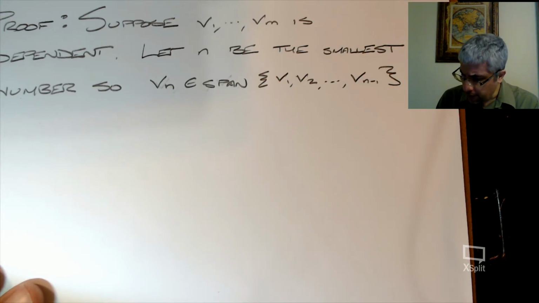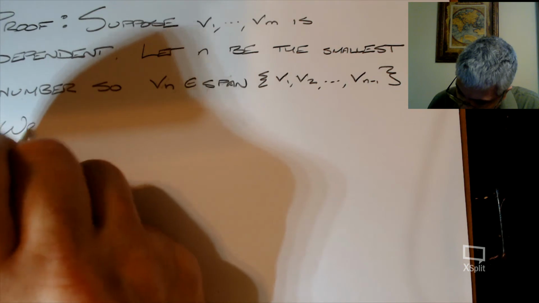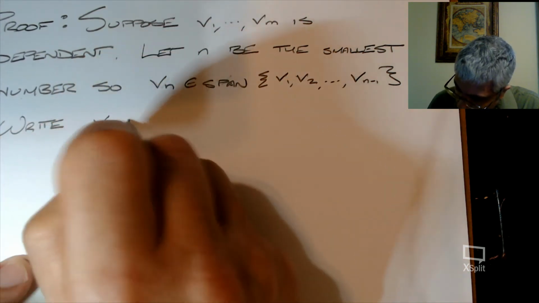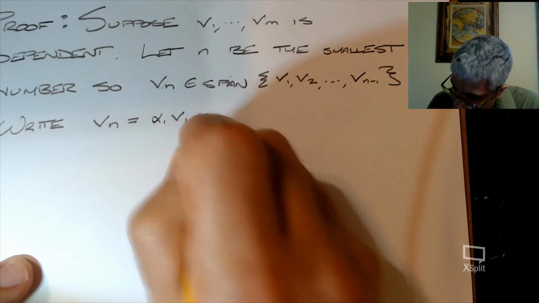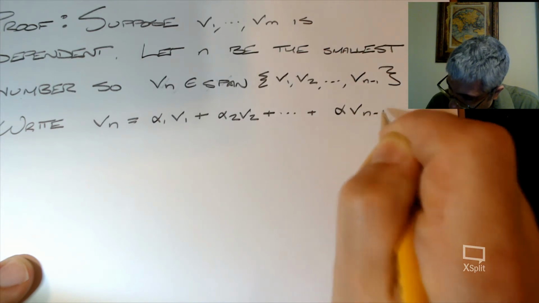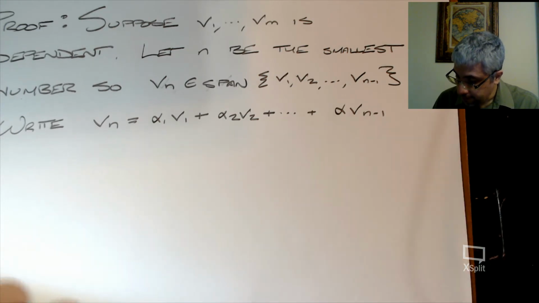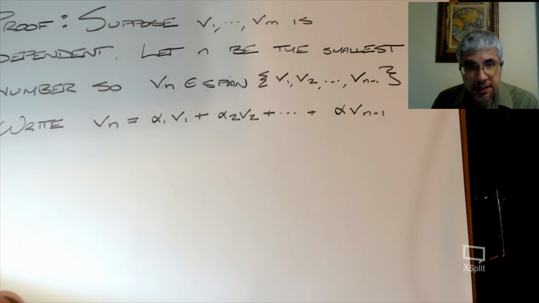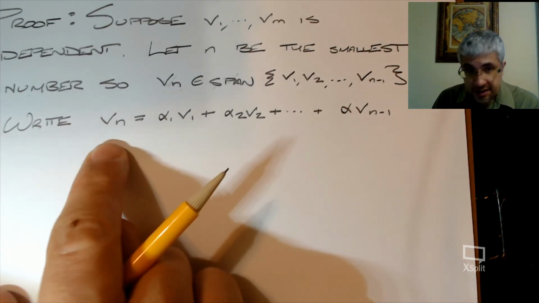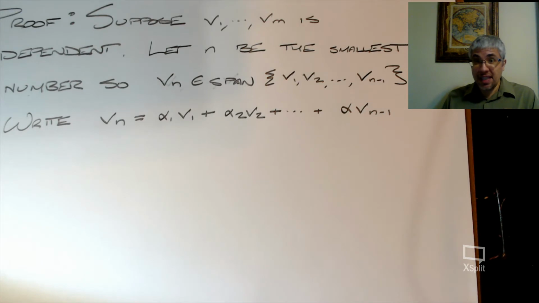So what do we know now? Well, we know that Vn is a linear combination of these. So we can write Vn equals alpha 1 V1 plus alpha 2 V2 plus ... plus alpha n minus 1 V n minus 1. So we're writing this vector Vn like this. Okay. Now, what happens if I apply t to both sides? These are the same thing, so when I put them into t, I have to get out the same thing, because they were the same thing before I put them in t.